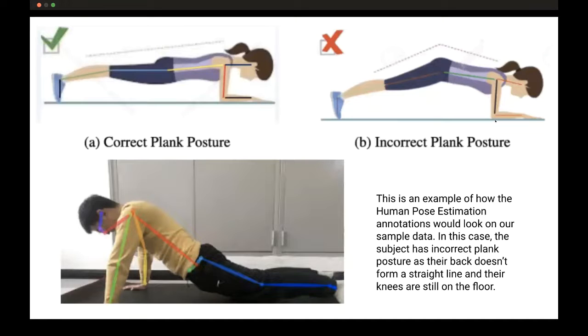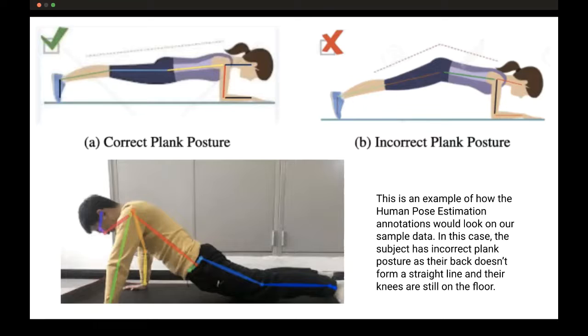Let's look at some more examples. As Kushagra mentioned earlier, we use image annotations in our model, and this is how it would look. On the top left image, we can see a correct plank posture with the image annotations. We can see that the back or spine is flat. There's a 90-degree angle formed with the arms, etc. However, on the top right, that's not necessarily the case. We can see that it's arching upward. So we'd classify that as incorrect plank posture.